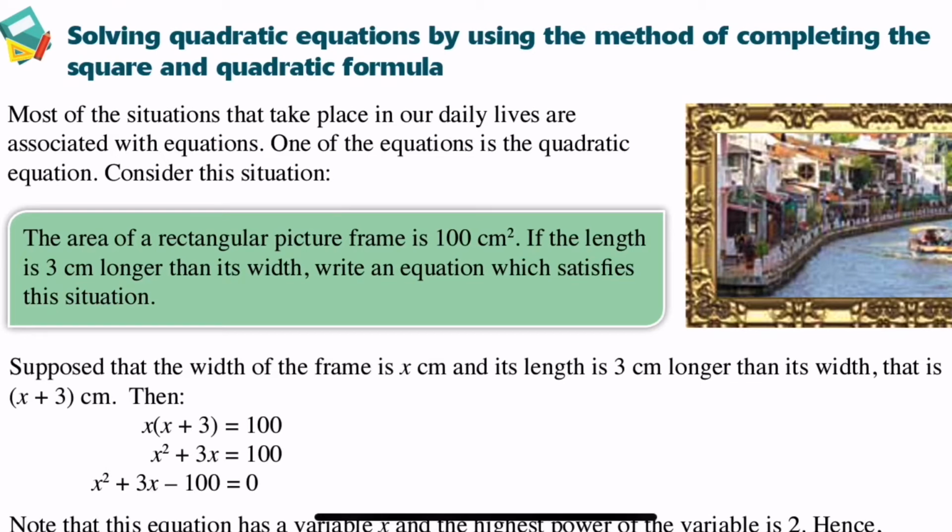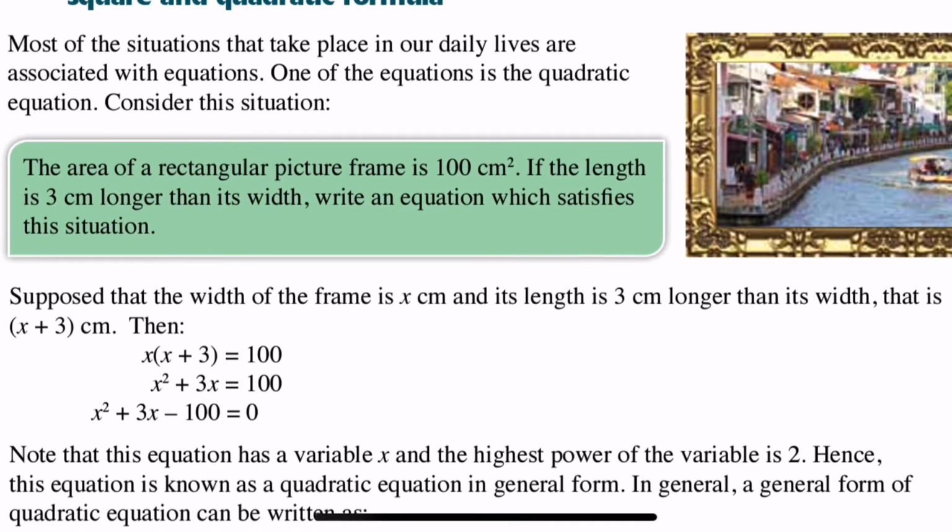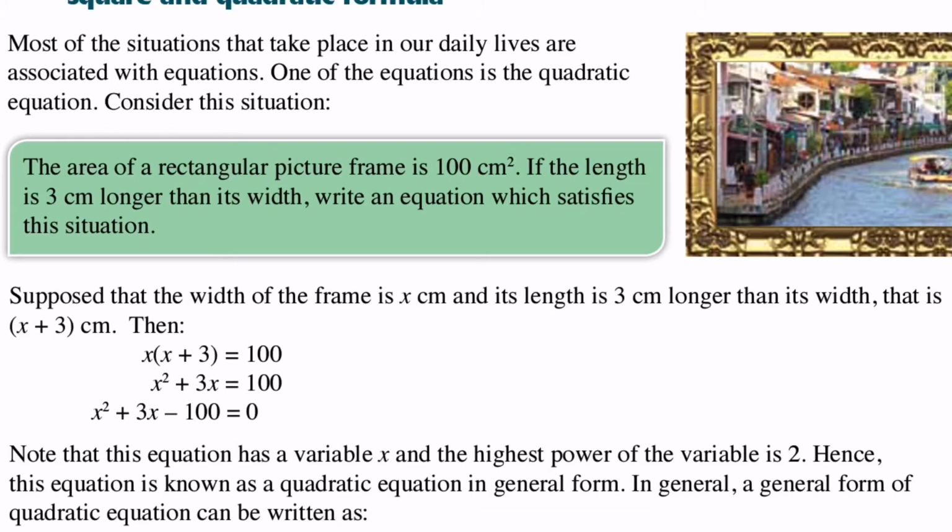And then you need to arrange in general form, okay? So the general form of quadratic equation is you have to arrange in order whereby the coefficient of the x square is a, so the a here is 1, and the coefficient of the x is b, so the b here is 3, and the one with number only is called constant, or we call as c.